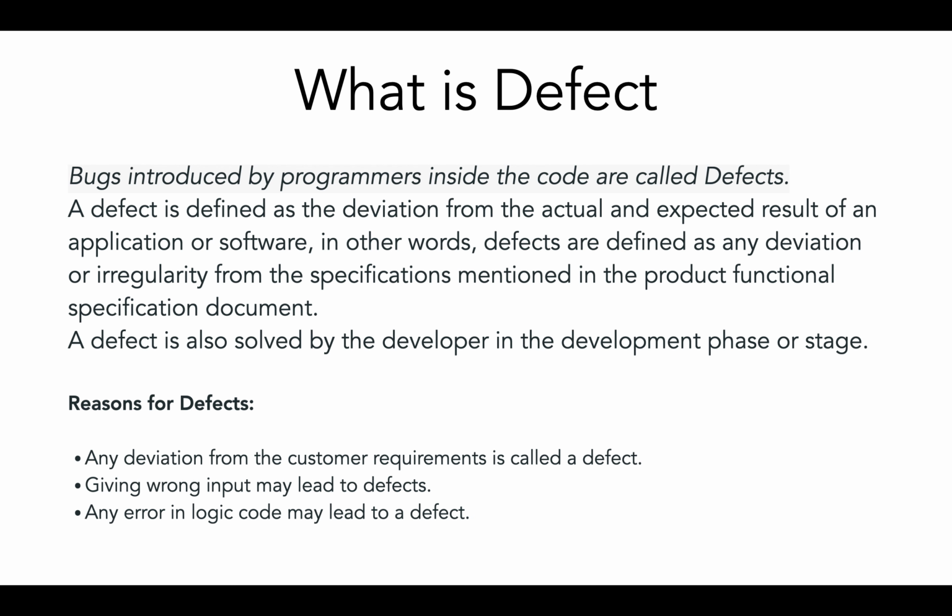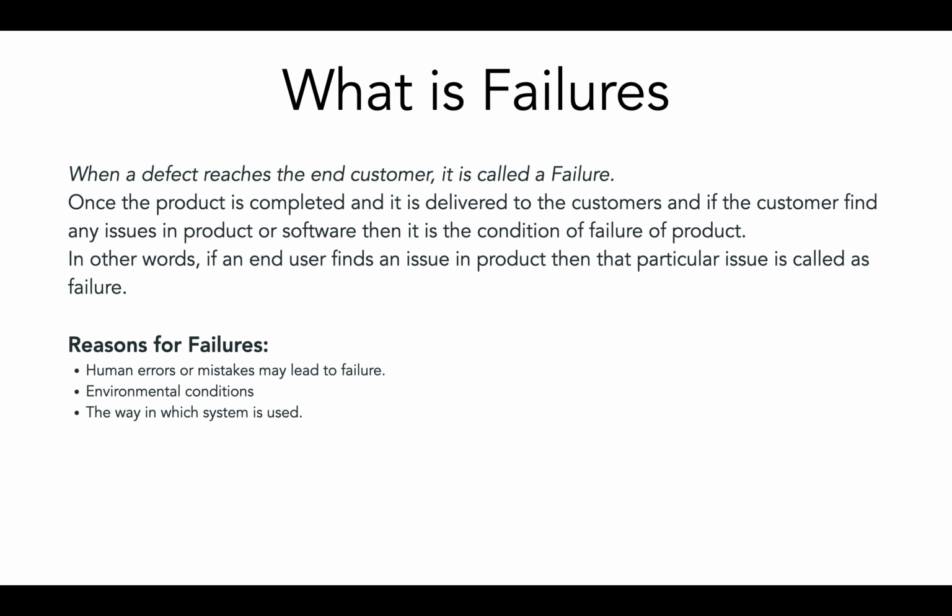Next we are going to discuss what failures are. When a defect or issue, for any reason, is not detected and the defect present in our system reaches the end customers or end users, then it is called a failure. Once the product is completed and delivered to the customers, if the customer finds any issue in the product or software, that is a failure of the product. In other words, if an end user finds an issue in the product, that particular issue is called a failure.